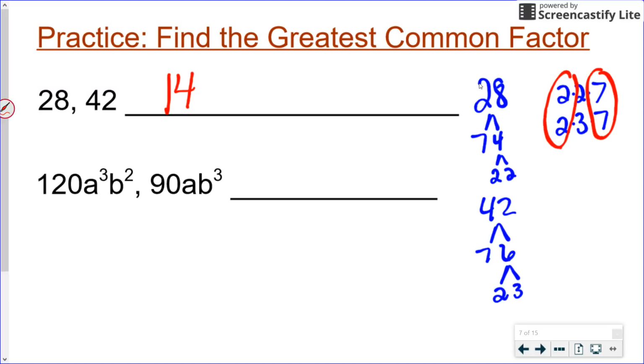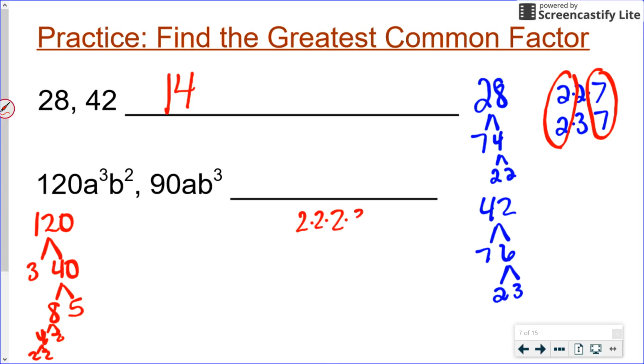For the second one here, let's look at 120. That'd be 3 times 40. 40 is 8 times 5. 8 is 4 times 2. Ooh, running out of room. 4 is 2 times 2. So my factors there are 2, 2, 2, 3, 5, 3 A's, 2 B's.